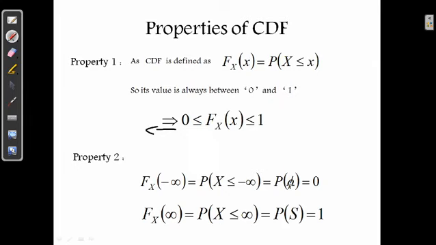So 0 is being given for F_X of minus infinity, so the answer would be 0. Clear with that?